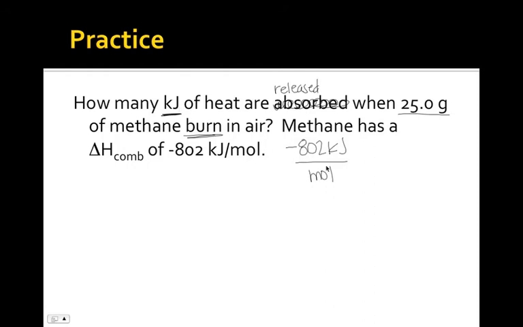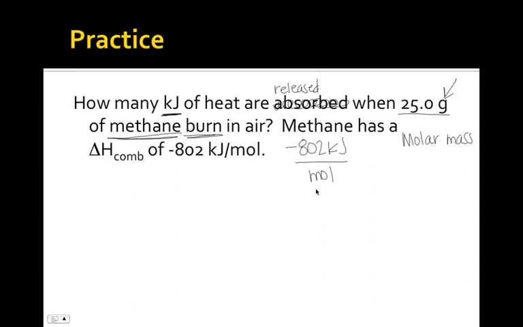Well, I can get to kilojoules using this, but I have to go through the mole. Well, I don't have moles, but I do have mass, and I know what I'm burning. So can I get from mass of something to moles of something? Of course I can, using the molar mass from the periodic table. So that's what I'm going to do.